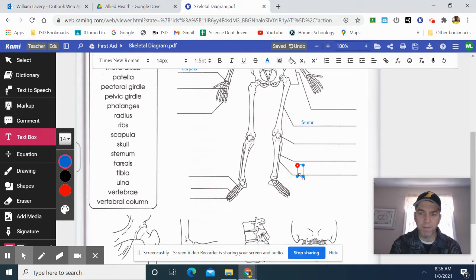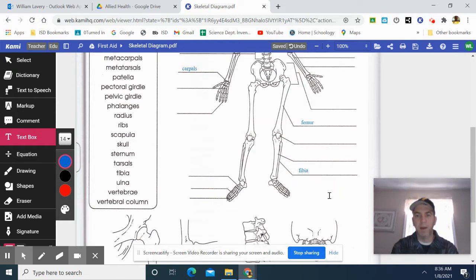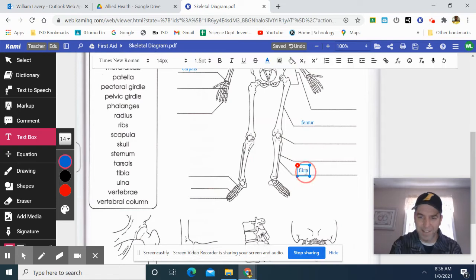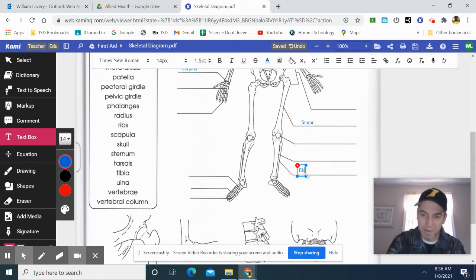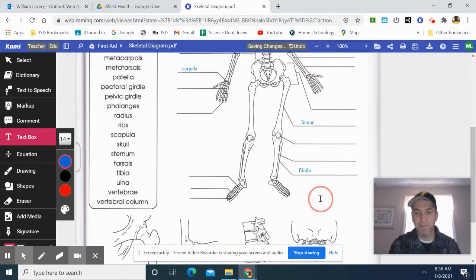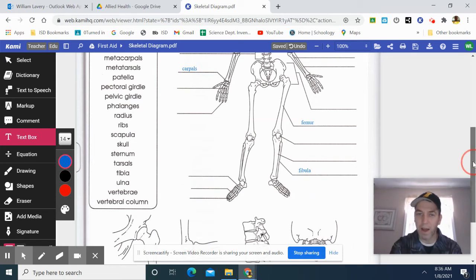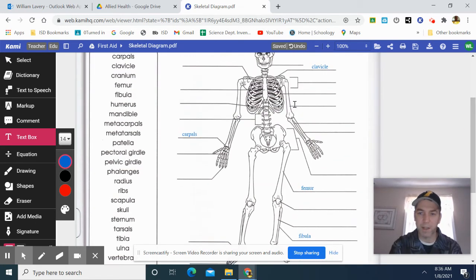Your fibula is your smaller outer shin bone. And people get that confused. Actually, that should be your fibula. People often get that confused with the tibia. Your fibula, that's your smaller outer shin bone. So you don't want to make that mistake.